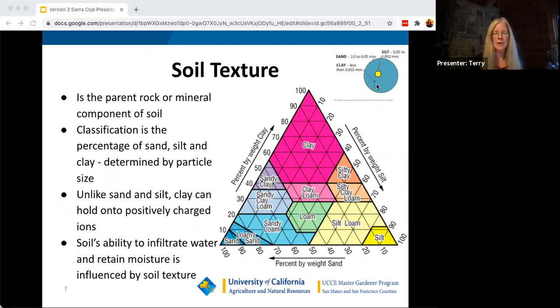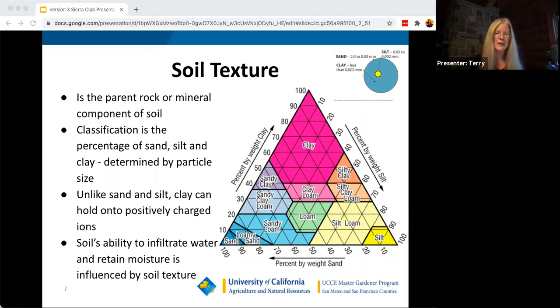Clays are so small that they actually have an electrical charge to them, so that they're able to hold on to elements like calcium, magnesium, and potassium. So clays, although many of us have sort of a love-hate relationship with clay in our soil, are very beneficial because they hold on to nutrients, and they also are very good at holding on to water.